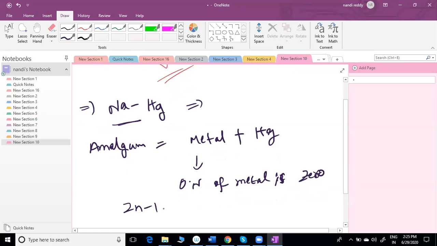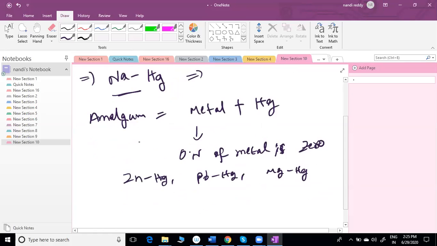Like ZnHg, PbHg, magnesium Hg. In all the cases, the metal oxidation number is 0. Please note down. We call it an amalgam. Amalgam is the metal plus Hg combination. So the metal won't give electrons, and Hg doesn't take electrons. If they are not taking, they are not giving. No one will accept electrons, so the oxidation state is zero. Please note down.